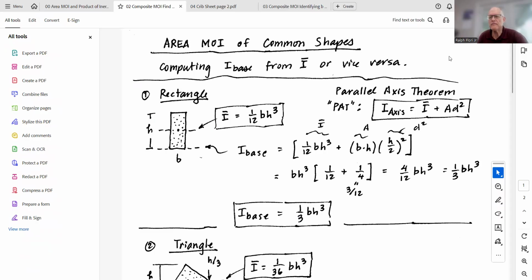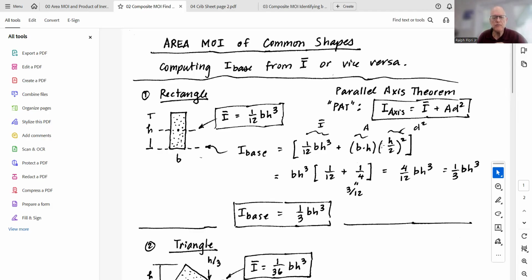So starting with a rectangle, I have a base, I have a height. The standard formula for the centroidal axis of a rectangle is 1/12 BH cubed. The parallel axis theorem says that I about some axis is equal to I bar plus A D squared. So if we seek an I base formula, we can say I base is equal to I bar, which is 1/12 BH cubed, plus the area, which is base times height, times the distance from the centroid to the base, which is H over 2 squared.